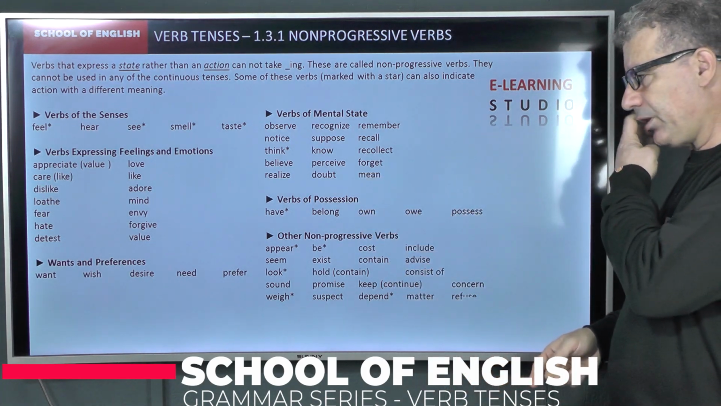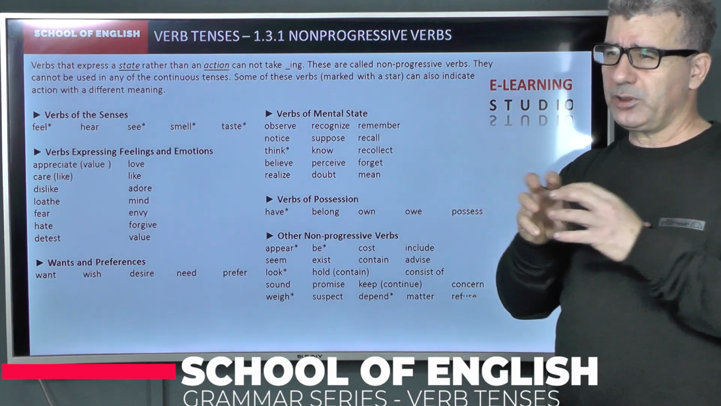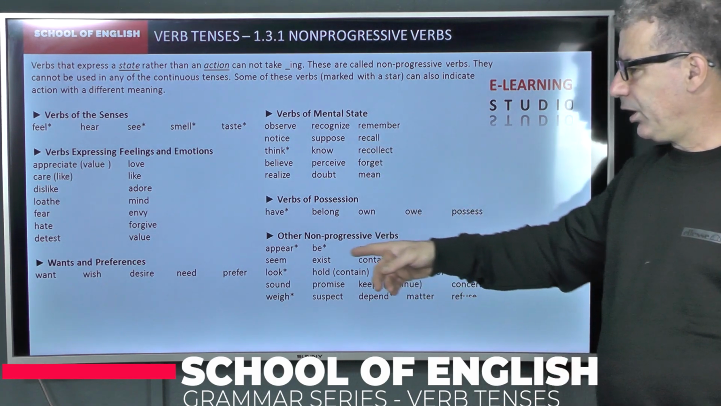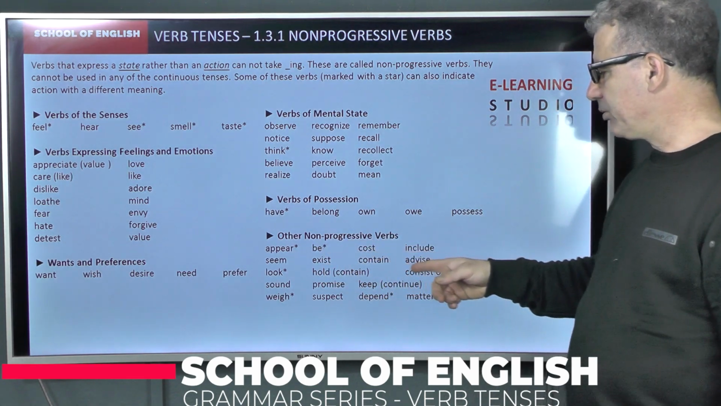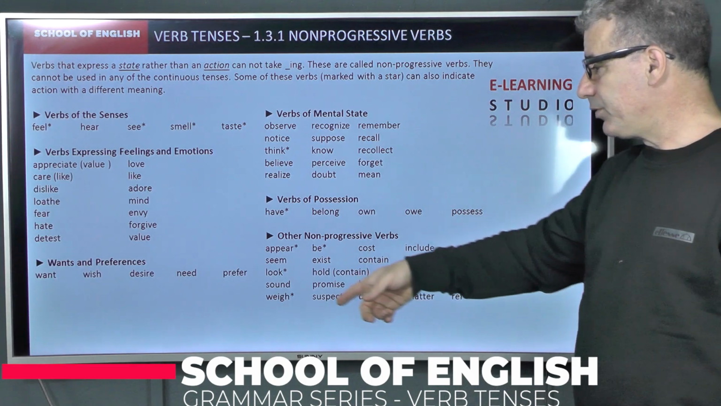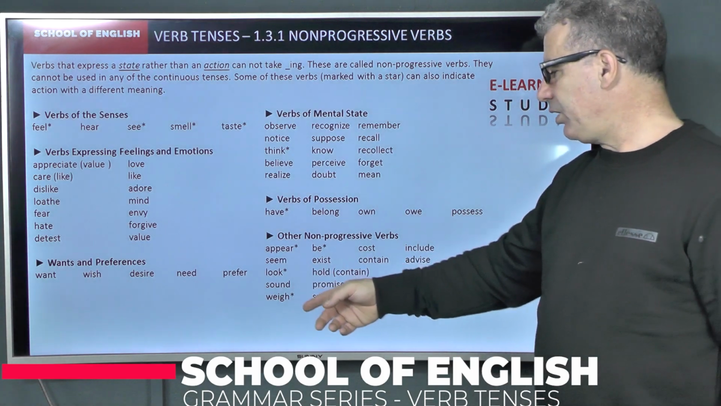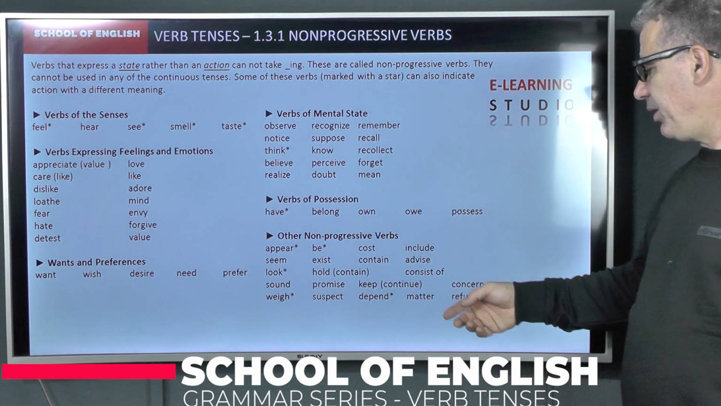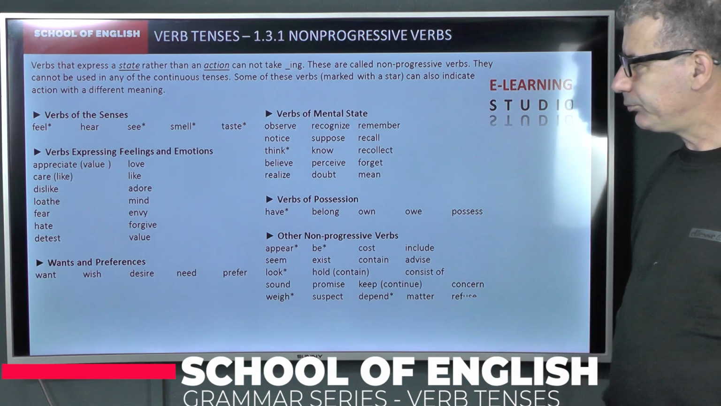And the last one, other non-progressive verbs that cannot be put in a specific list. We have appear here, be, coast, include, seem, exist, contain, advise, look, hold, meaning contain, consist of, sound, promise, keep, meaning continue, wait, suspect, depend, matter, and the last one, refuse.